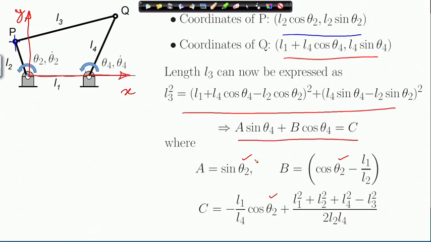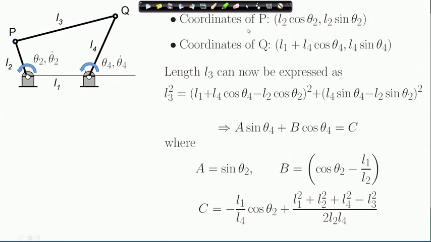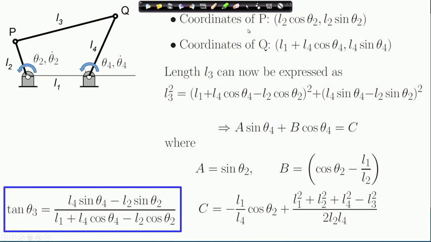Now, for velocity analysis, what are we going to do? Here I have also written out the expression of theta 3 in terms of the coordinates of points P and Q, which we have seen before.